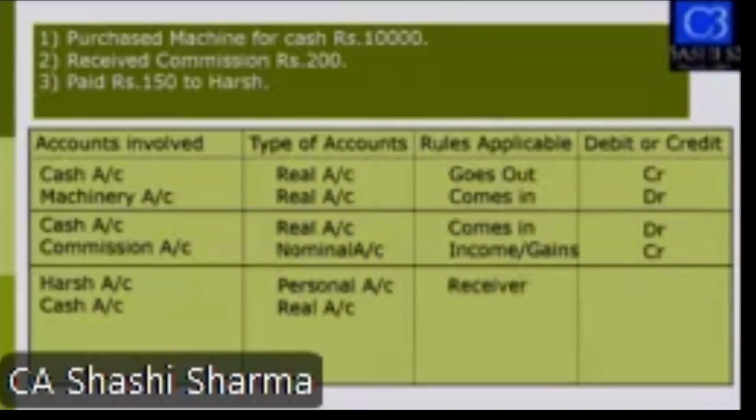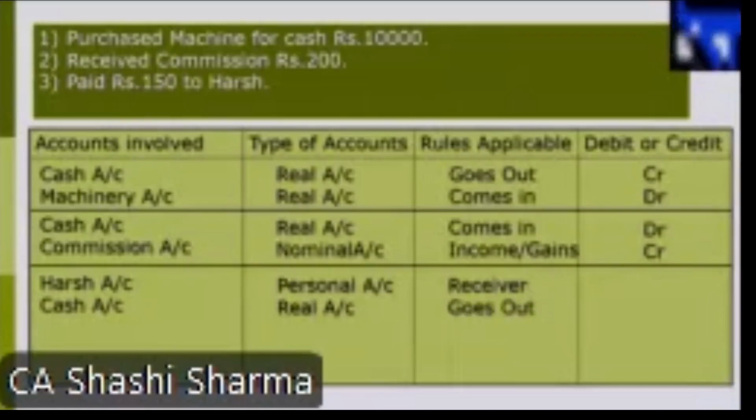The rule applicable in the case of Hers is receiver. We are paying cash to Hers. He is the receiver of cash. And as far as the cash is concerned, it is going out of the business. And receiver is always debited, and the thing going out is always credited.